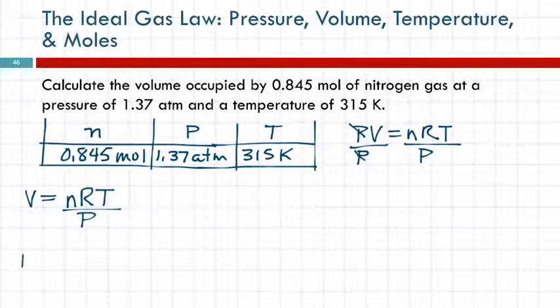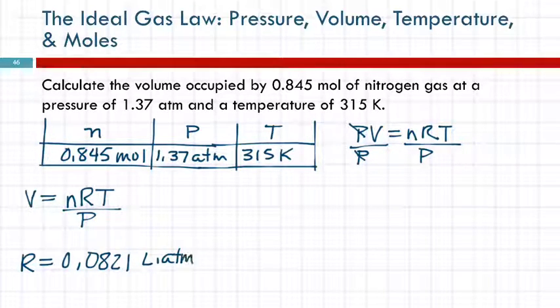R is the ideal gas constant. R is equal to 0.0821 liters times atmospheres divided by moles times Kelvin. These are the units that I need for all of my other quantities. In this problem, my units are all fine. n is in moles, P is in atmospheres, T is in Kelvin. I don't have to convert. If they gave me the temperature in Celsius, I just need to convert it.